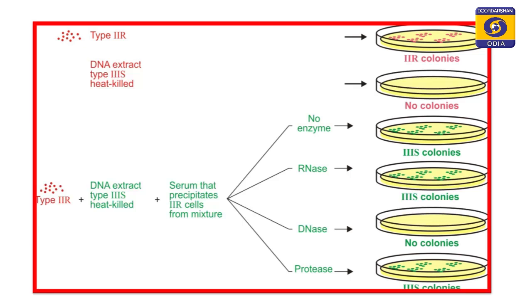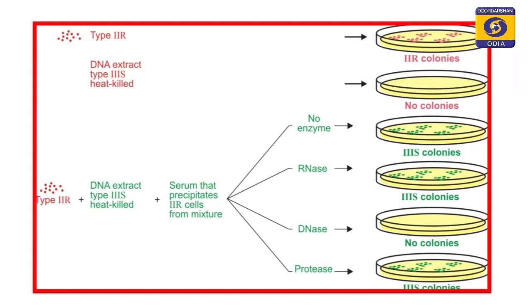In the test tube they put 2R bacterium, 3S DNA, and then enzyme treatments were done. If you can see this diagram, when 2R is cultured, it gives rise to 2R colonies. Only the DNA extract of 3S, when put in the petri dish, gives no colony. In the third category, in combination, 2R plus DNA extract from 3S, enzyme combinations were given. Why enzymes?